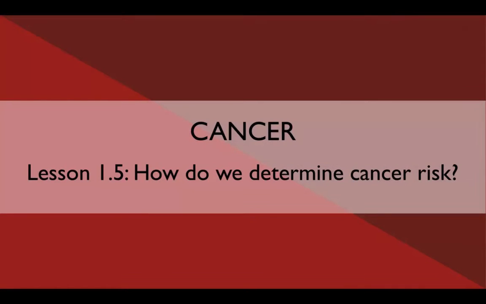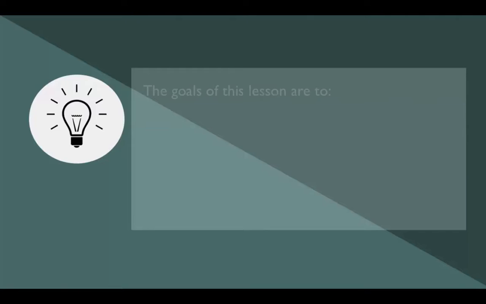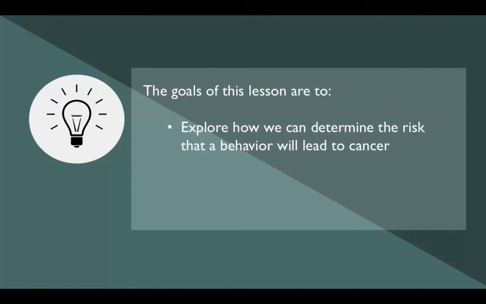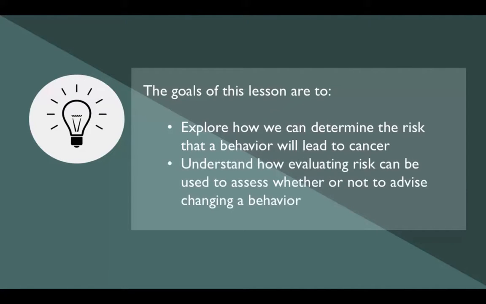Welcome to Cancer Lesson 1.5. How do we determine cancer risk? The goals of this lesson are to explore how we can determine the risk that a behavior will lead to cancer, and to understand how evaluating risk can be used to assess whether or not to advise changing a behavior.